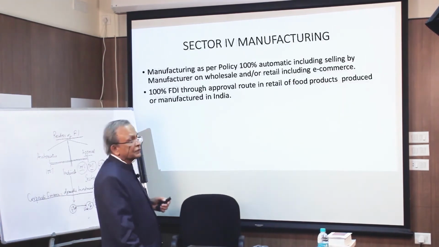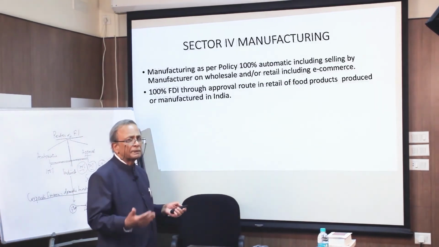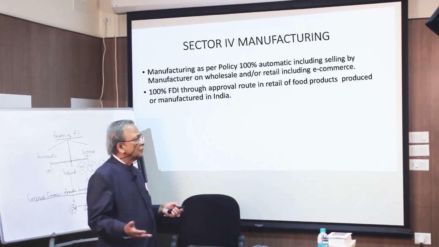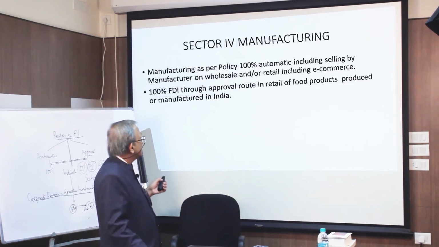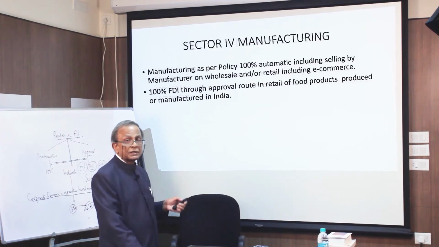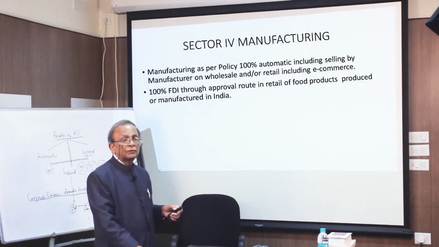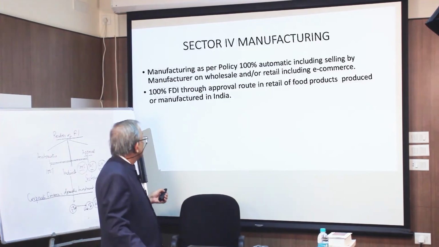Now, sector of manufacturing. Manufacturing is completely open now on any issue: cement, paper, aluminium, sheet anchors, shipbuilding. So any manufacturing side is completely open, 100% on automatic route, and manufacturers can also sell on wholesale as well as retail, and on that actually there is no restriction, 100% automatic route.